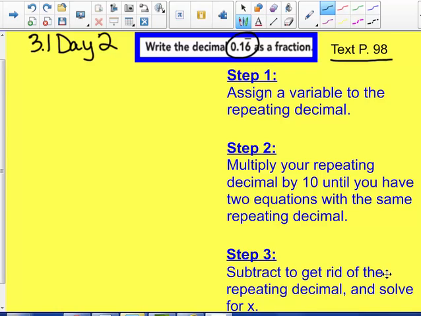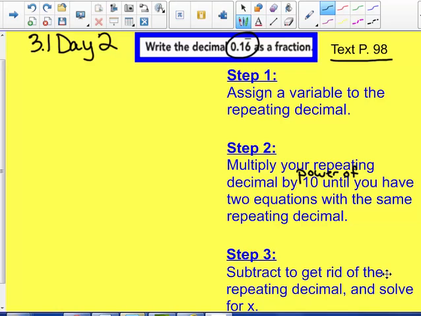Step 2, multiply your repeating decimal by, and the textbook doesn't have this quite right, so I'm going to put in a little fix here. Multiply that decimal by a power of 10. It should say a power of 10 until you have the same two equations with the same repeating decimals. What does that mean? Step 3, you're going to subtract to get rid of the repeating decimal part and solve for x.